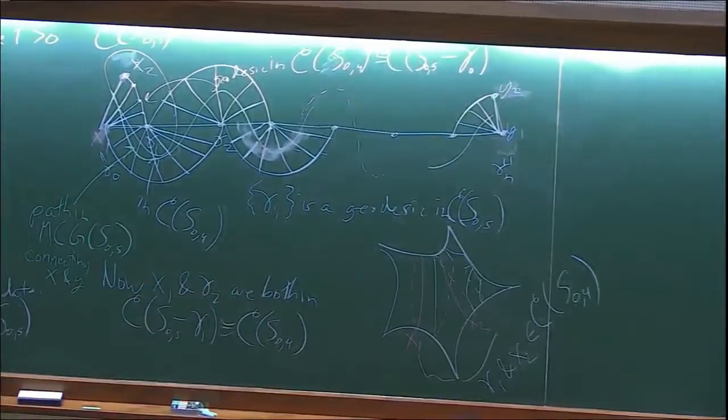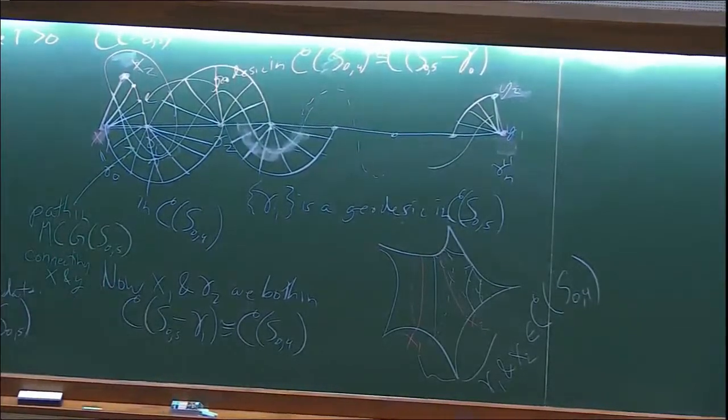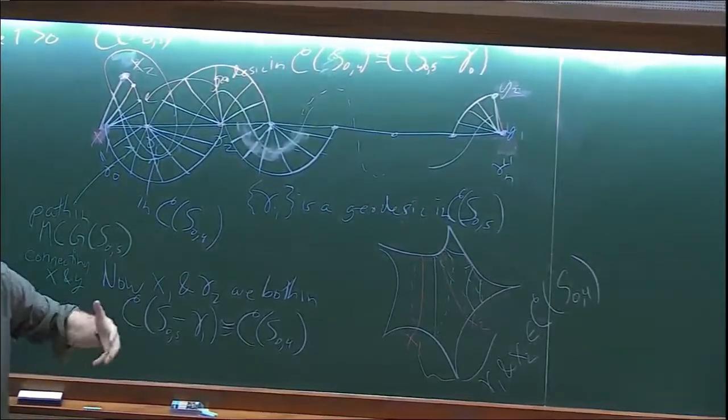But the Masur-Minsky distance formula tells us that even though, as I've drawn it, that path looks very inefficient, that path is a quasi-geodesic in the mapping class group. So you build paths in the mapping class group out of these paths in the curve complex. And we did this by ignoring the transverse data, but it turns out that the same picture works on any surface, including the transverse data.